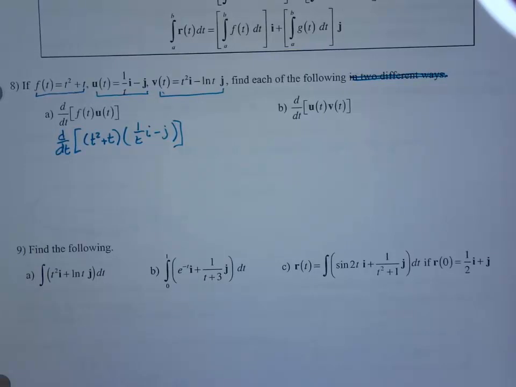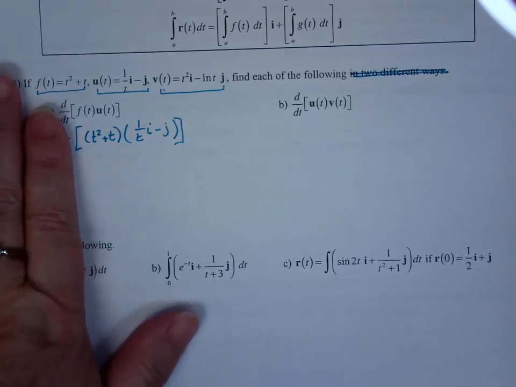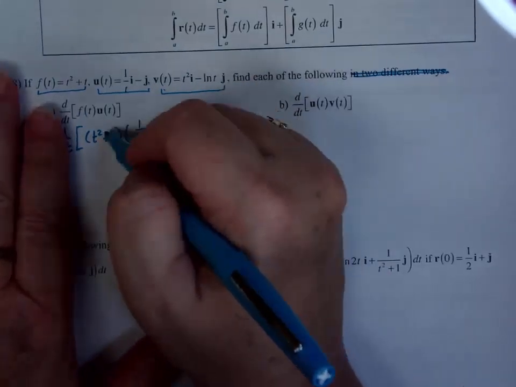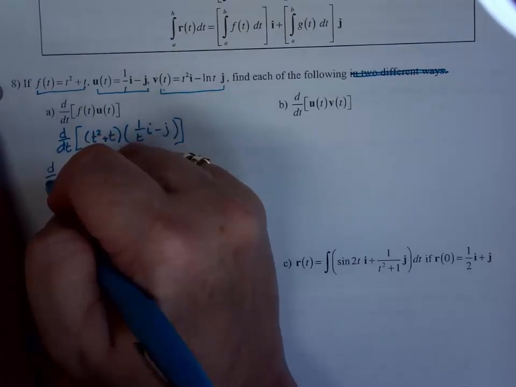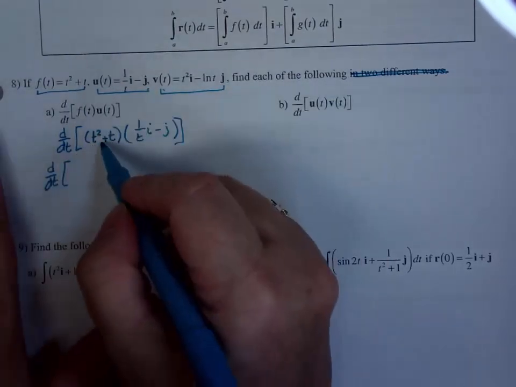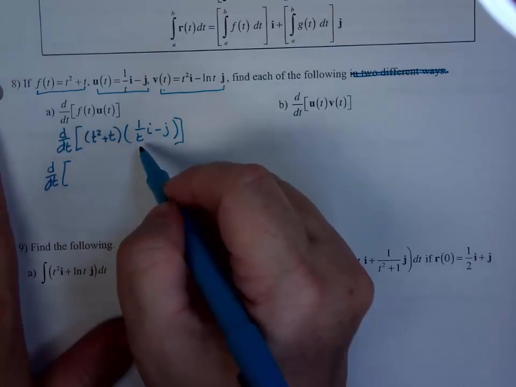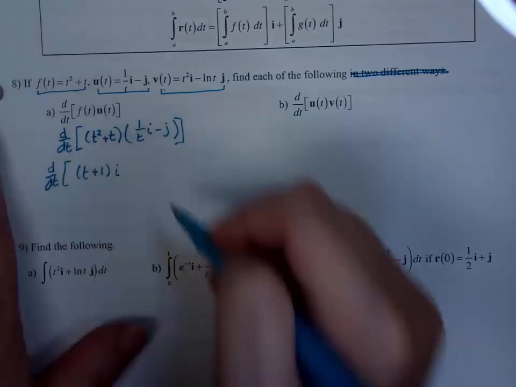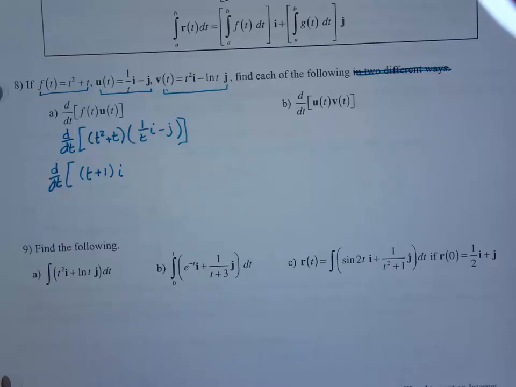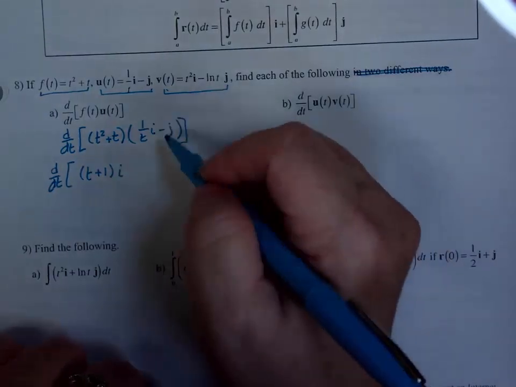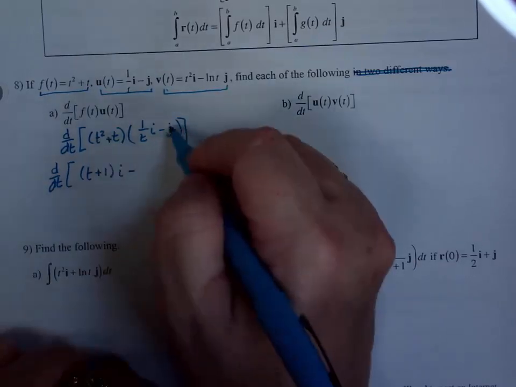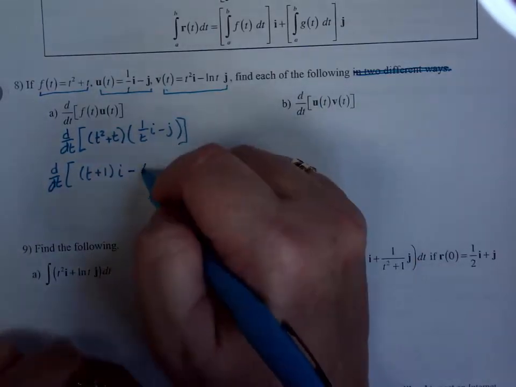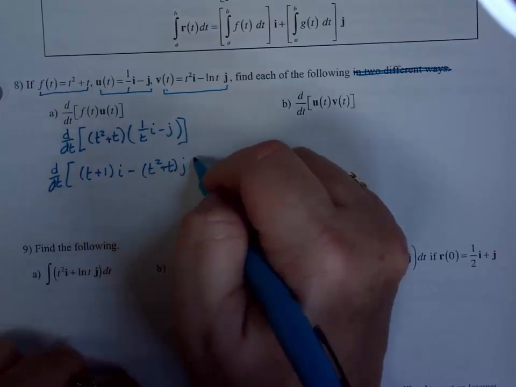So I can go ahead and just distribute. I'm going to pretend like I'm not taking the derivative. This is what we did on the previous page, just distribute it. So I'm going to recopy the d dt, t squared plus t times 1 over t. T plus 1, t plus 1 i. So basically when you multiply by 1 over t, it makes the power of t drop by 1 every time. So t squared becomes a t and t becomes a 1. And then the j, there's a 1 in front of it. So it's this times 1, so it's going to be minus t squared plus t j, like so.